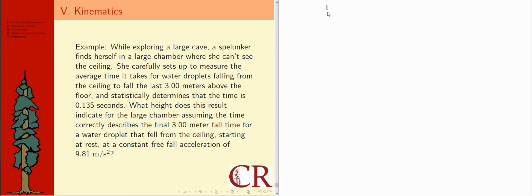And so if I look at the fall of one of those water droplets here, and then look at the last 3 meters, I like to put a little mark there to say that represents 3 meters above the ground. The only thing we're really given is the fact that that is 3 meters and that the time for that is 0.135 seconds. So this is a two-process problem, because the thing we're really asked for is the overall height of this chamber that this water droplet has fallen through.